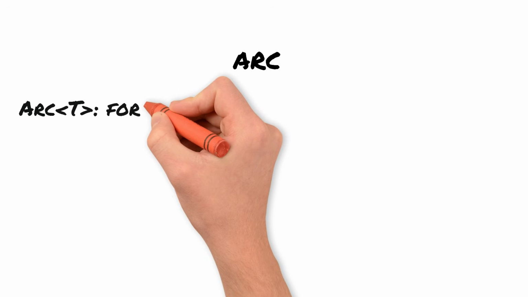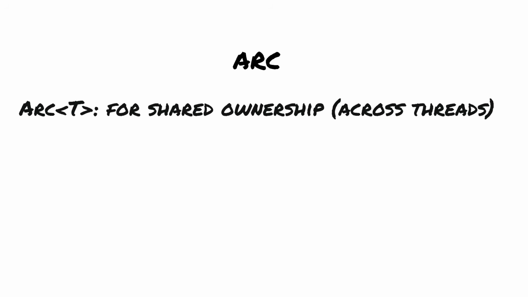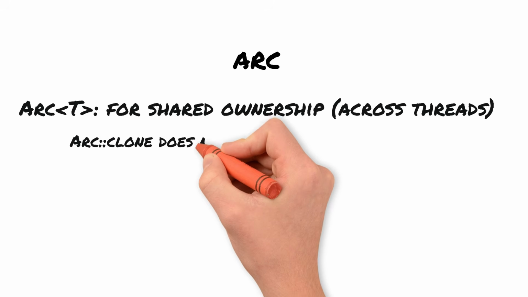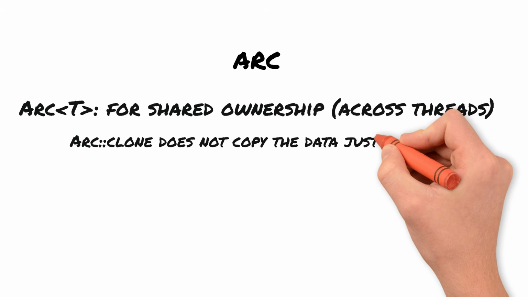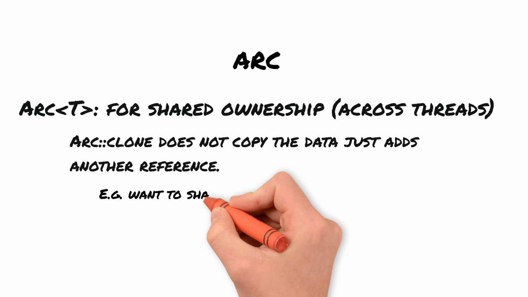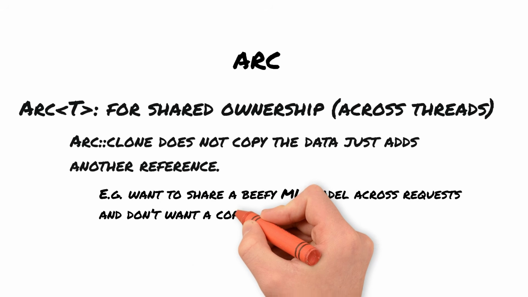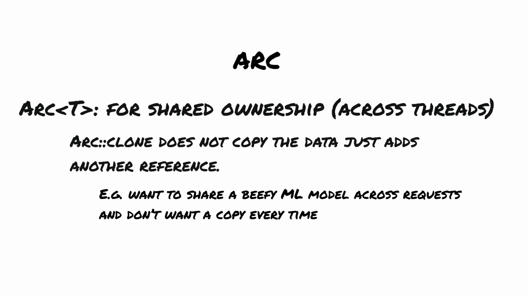Arc, or atomically reference counted, is for shared ownership across threads. Note that Arc clone does not actually copy the data, it just adds another reference count. For example, let's say you want to load a memory-hungry ML model and don't want to create a new version of it for every request. You can use Arc to safely share it.